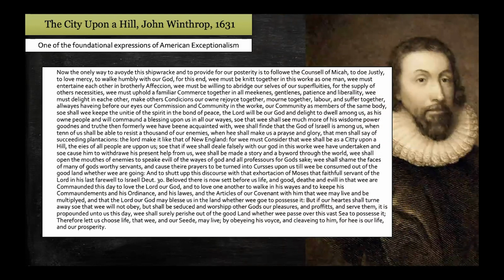John Winthrop, A City Upon a Hill, one of the foundational expressions of American exceptionalism. Now, the only way to avoid this shipwreck and to provide for our posterity is to follow the counsel of Micah, to do justly, to love mercy, and to walk humbly with our God. For this end, we must be knit together in this work as one man. We must entertain each other in brotherly affection. We must be willing to abridge ourselves of our superfluities. For the supply of other necessities, we must uphold a familiar commerce together in all meekness, gentleness, patience, and liberality.